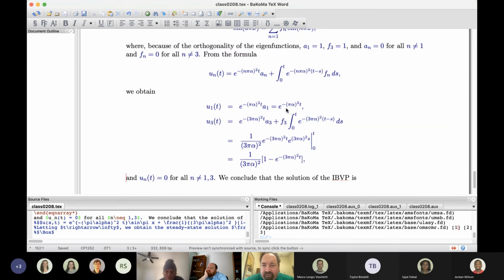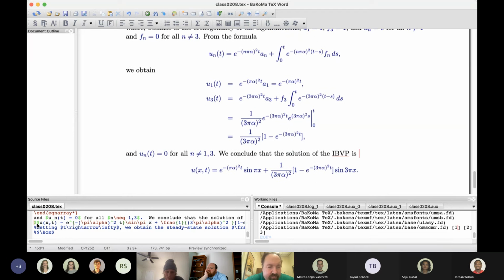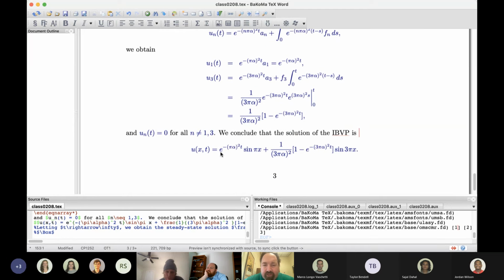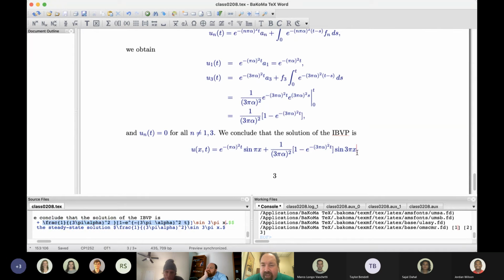So now I can take the two non-zero ones that I have and write down a solution of my original problem. So this is the term from n equals 1 multiplied by sine pi x. And here's a coefficient for n equal 3 that came from here times sine 3 pi x. And that's it. You're done.